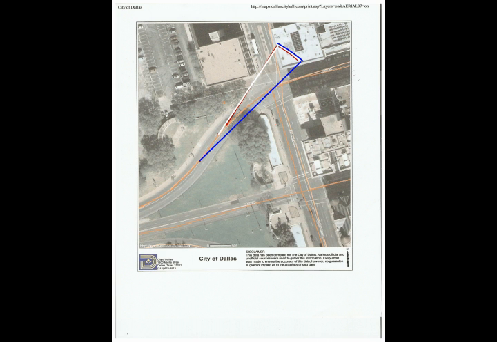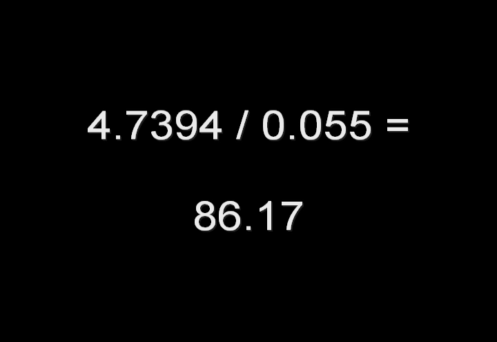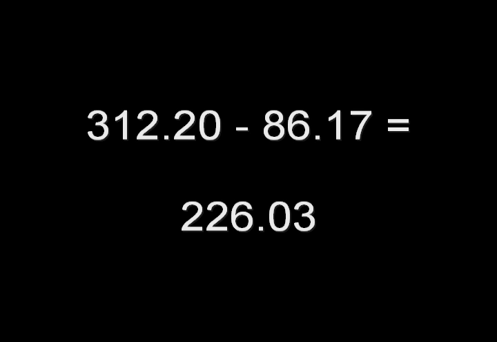Still not convinced? Then let's do the math on shot number 2. To find when the second bullet struck, we start with taking the adjusted time between shots 2 and 3, which is 4.7394 seconds. Then we divide this by the speed of the film to obtain the number of frames that were exposed between the two shots, which is 86.17. Next, we subtract this from 312.20, and the result is frame 226.03, which means that frame 227 was just beginning its exposure when the bullet struck.